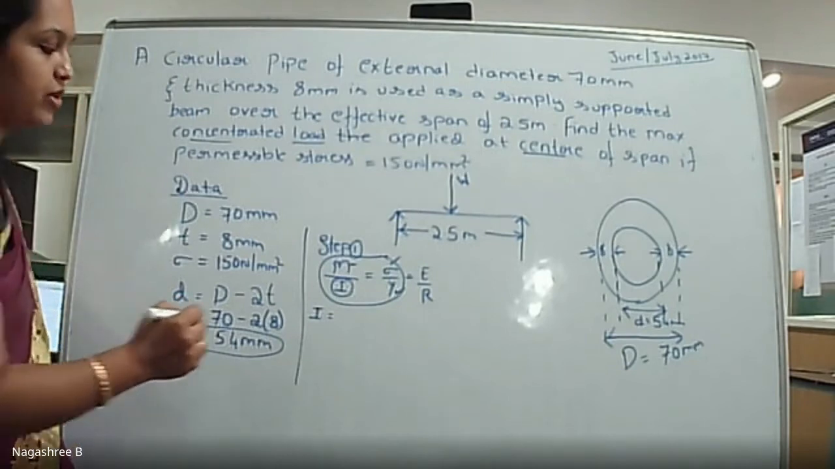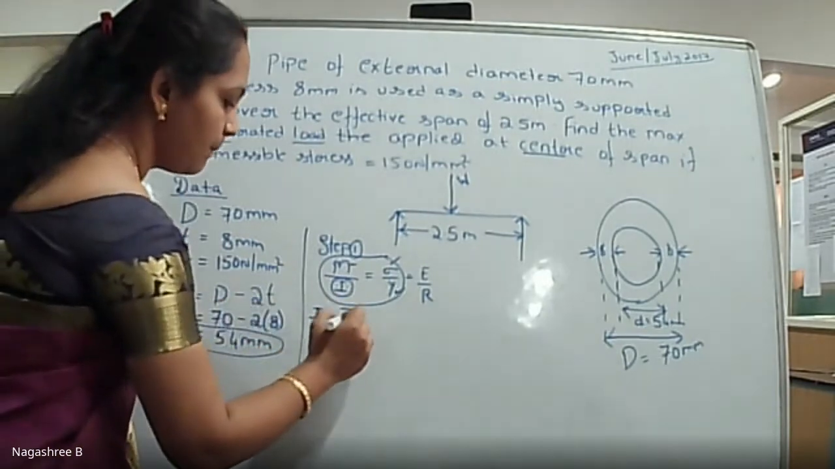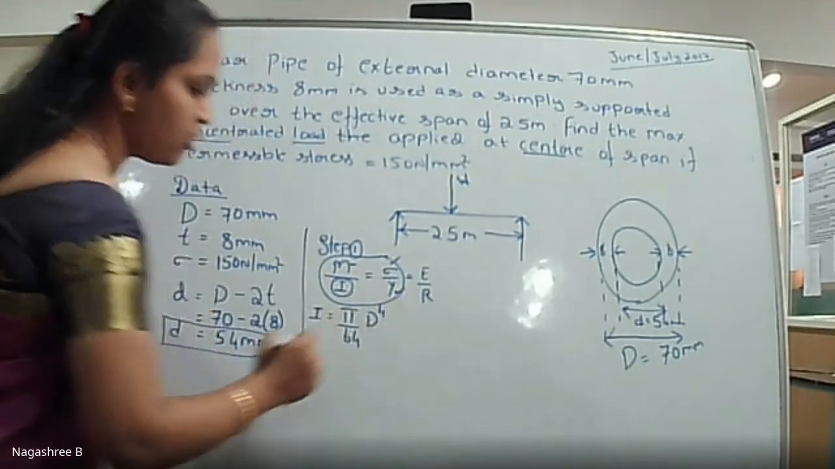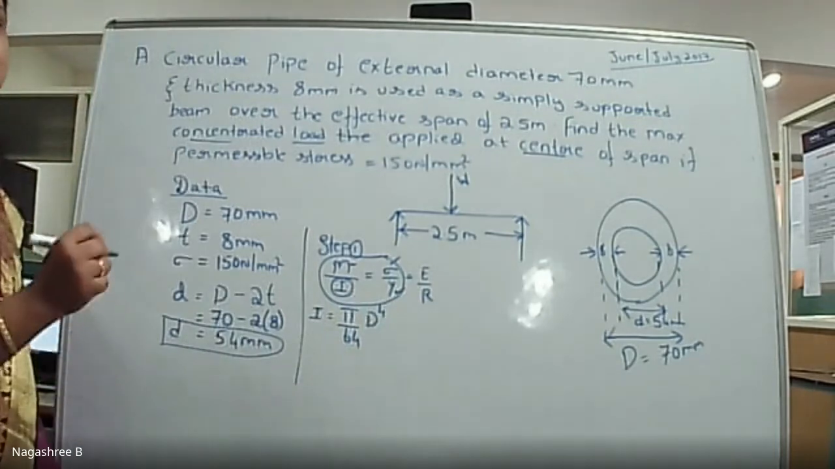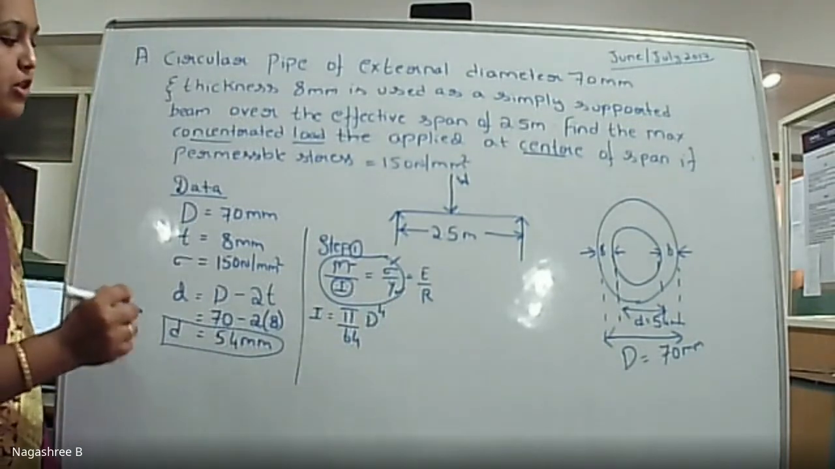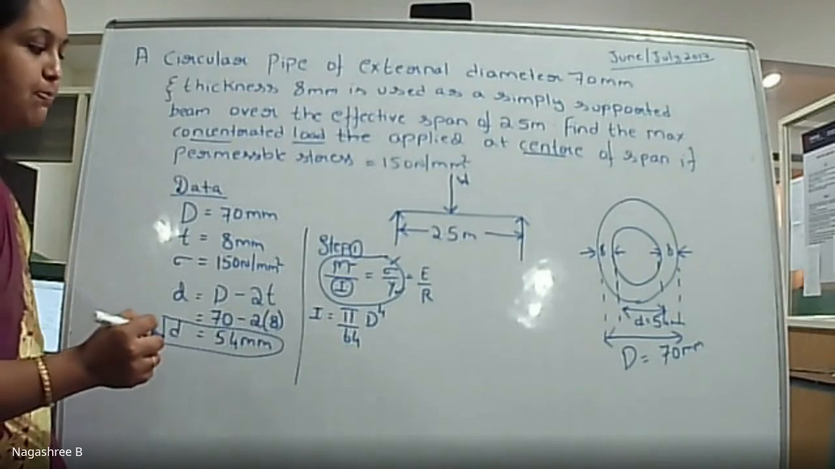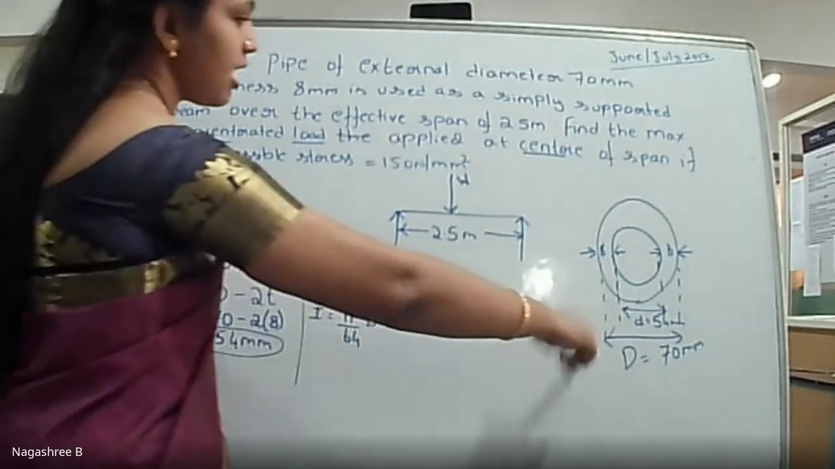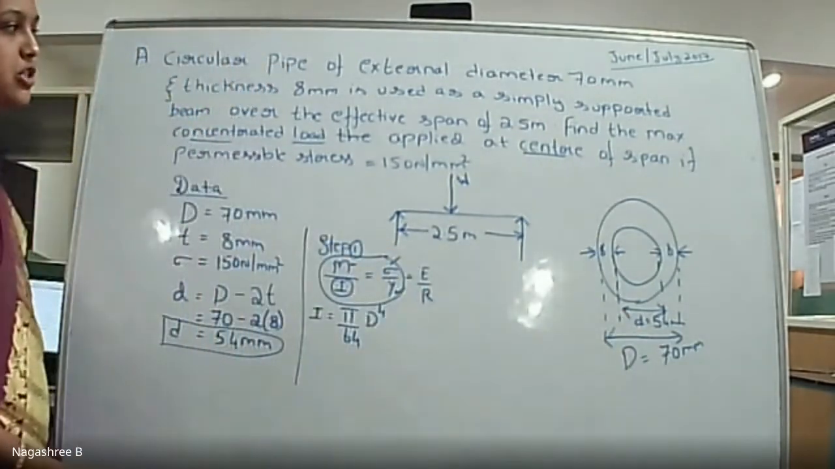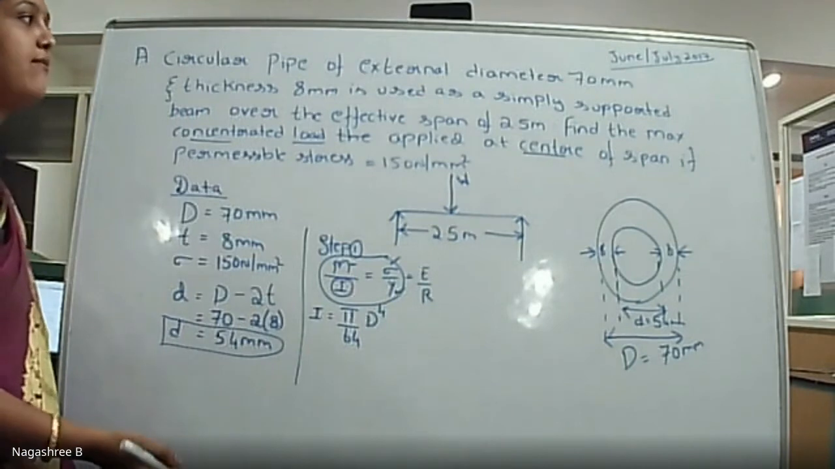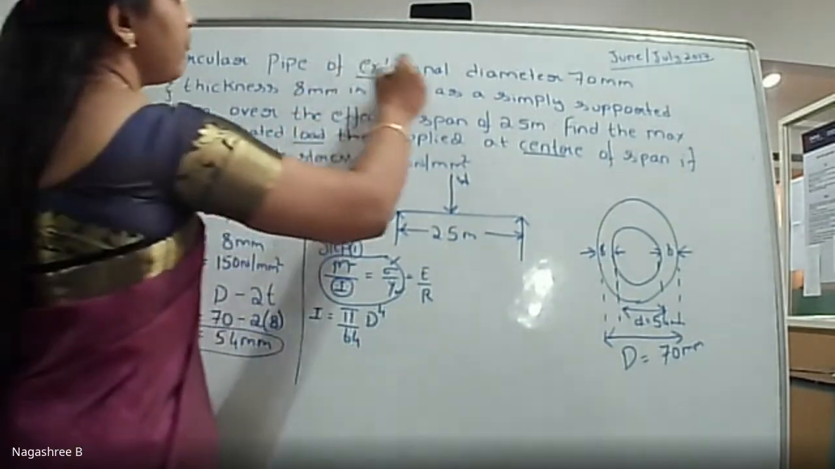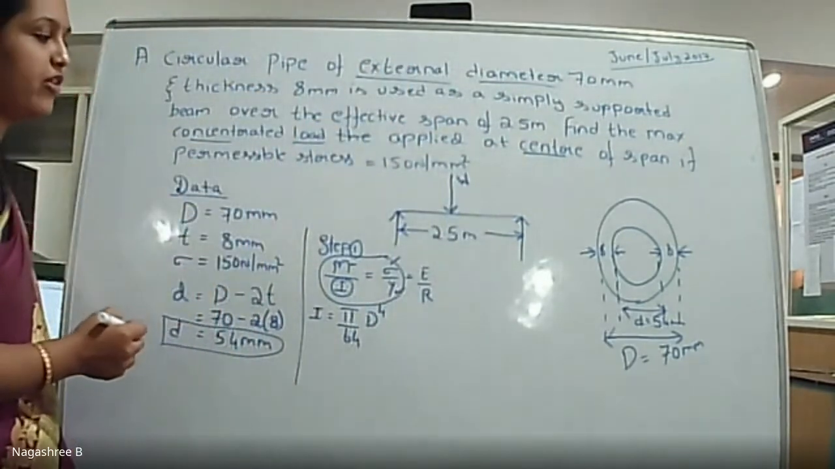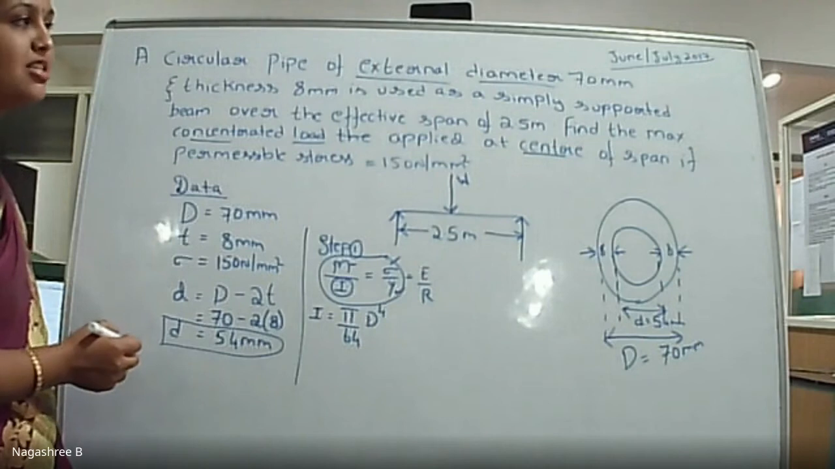The moment of inertia for a solid circular cross section is pi d power 4 by 64. But in the question, it is a hollow circular cross section. Even if they had not mentioned it, it is clear that if the external diameter and thickness are given, then it is definitely a hollow circular cross section.